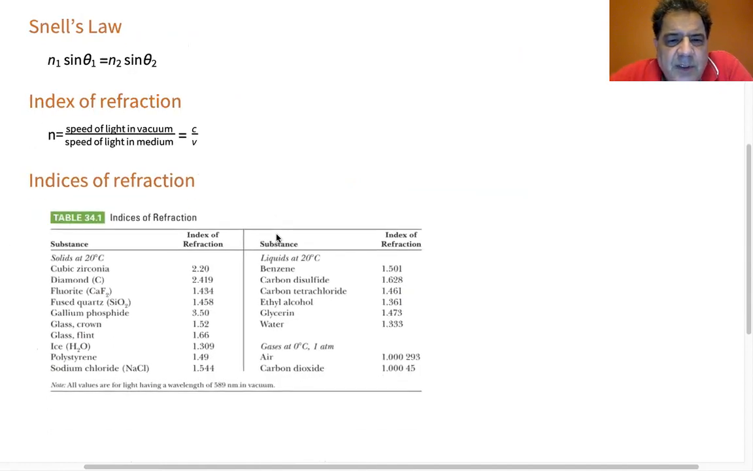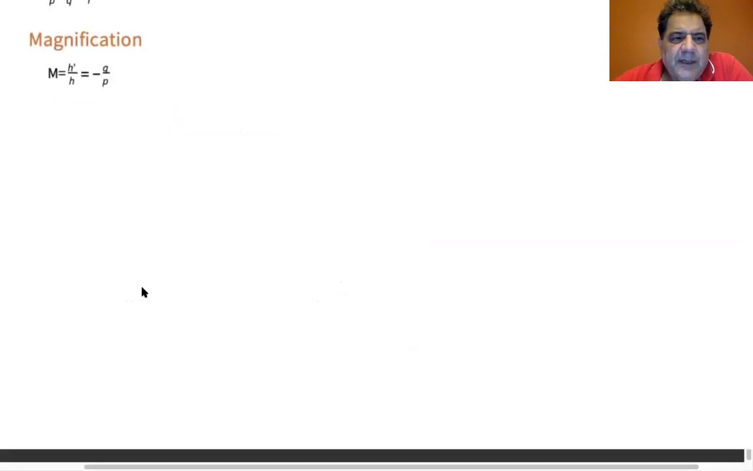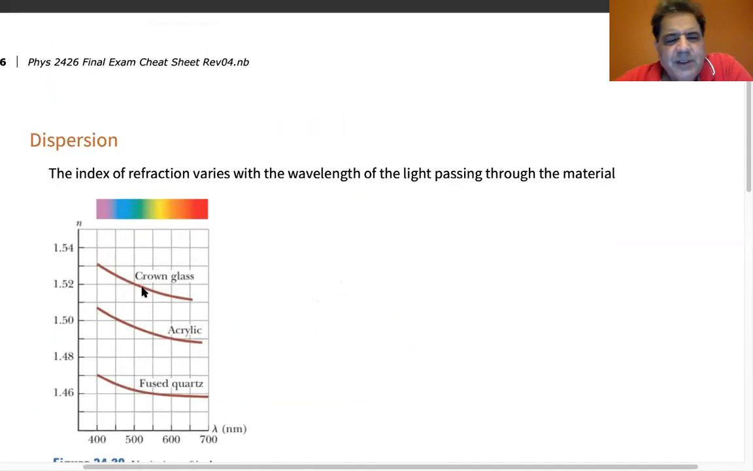And so here's a table of indices of refraction. You can see that for water, it's 1.33. For glass, we used a lot in the problems, and I think a lot of the quiz questions just use 1.5, which is probably good. All right, I think this is the last page.